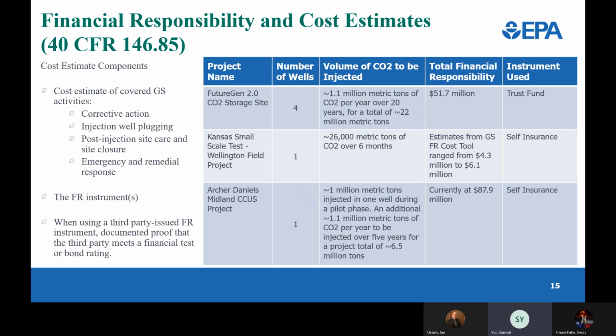When using a third-party issued FR instrument, documented proof that the third party meets a financial test or bond rating must be submitted. And as an example, the total financial responsibility for the 3 projects in the table equates to millions to tens of millions of dollars.